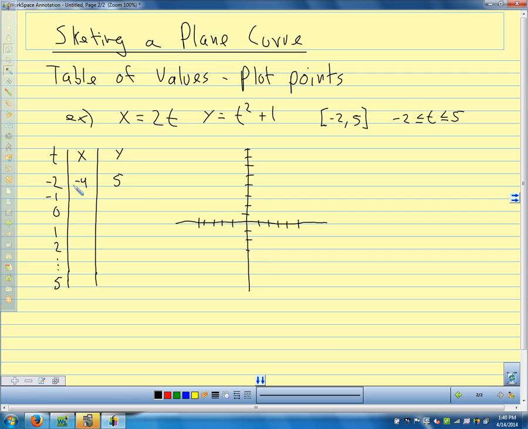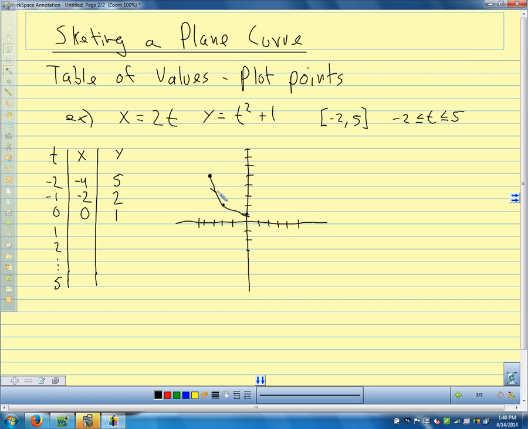All right, so my first point is at -4 and up 1, 2, 3, 4, 5. There's my first point. When t equals -1, x equals -2, and y equals 2. So -2, 2. When t equals 0, x equals 0, and y equals 1. So I'm going along my curve here, so I get this nice curve like so.